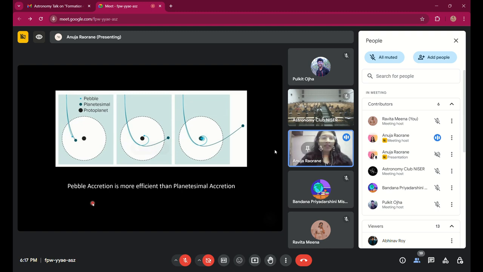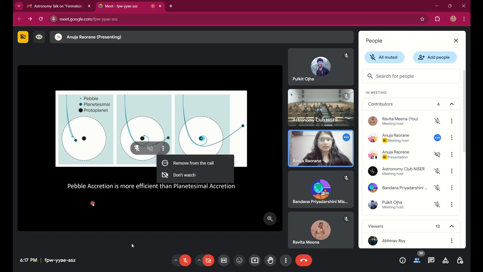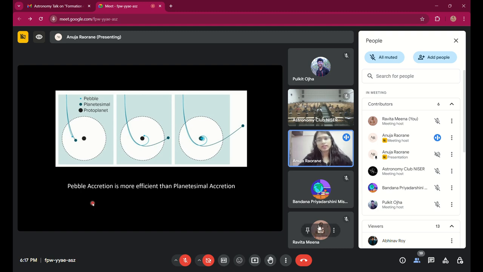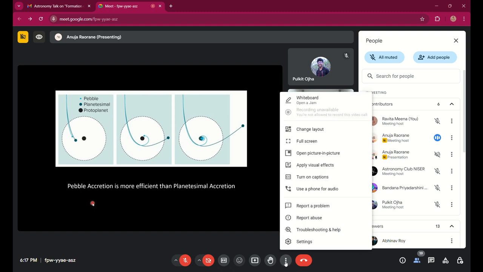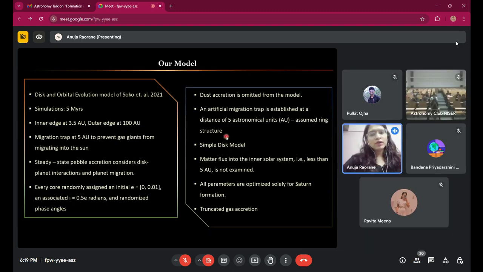And why do we need efficiency? As I talked before about the lifetime of the disk, if you remember, in our particular solar system it was around 10 million years. So before 10 million years, and there was something called truncated gas accretion. So if the planets moved inside 5 AU, they stopped accreting the gas, and it skewed our results, so we removed it from our results.